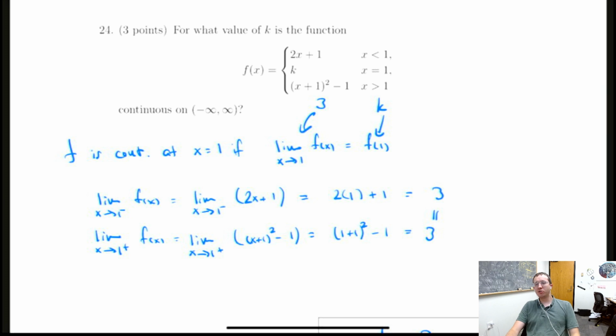Yeah. So there are two different flavors of this kind of question. There could be a question where you have to choose the value of k to make the left and right one-sided limits equal. In this case, however, they're already equal. We're choosing the value of k to make sure that the function value is equal to the limit.